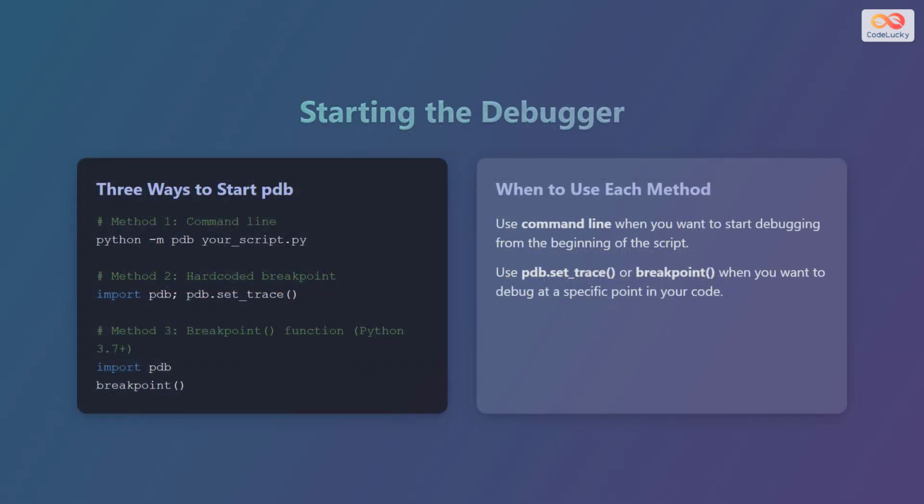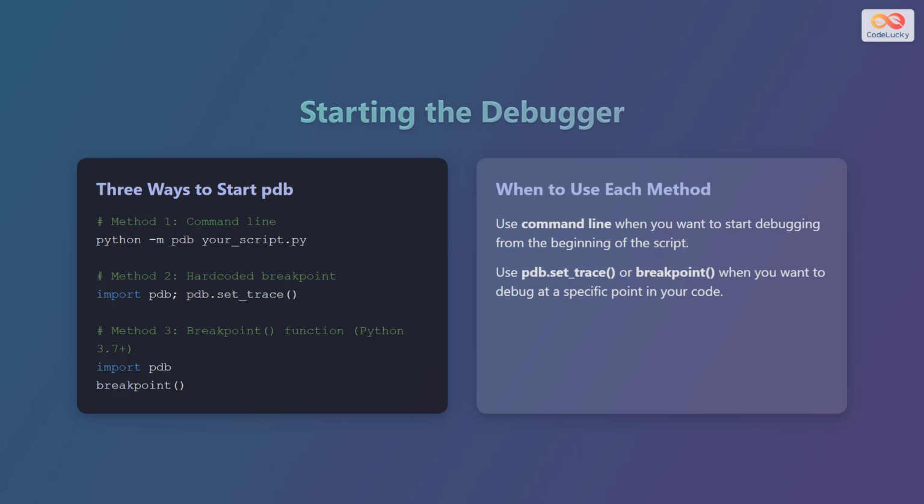There are typically 3 ways to start the PDB debugger. The first method involves using the command line. You can simply type python -m pdb, followed by the name of your script, for example, your_script.py. The second method involves hard-coding a breakpoint directly into your script. To do this, you can insert the line import pdb; pdb.set_trace(). The third method, which is available in Python 3.7 and later, involves using the breakpoint function.